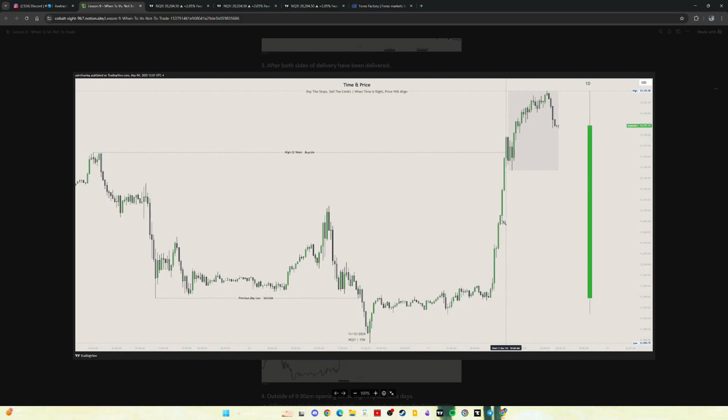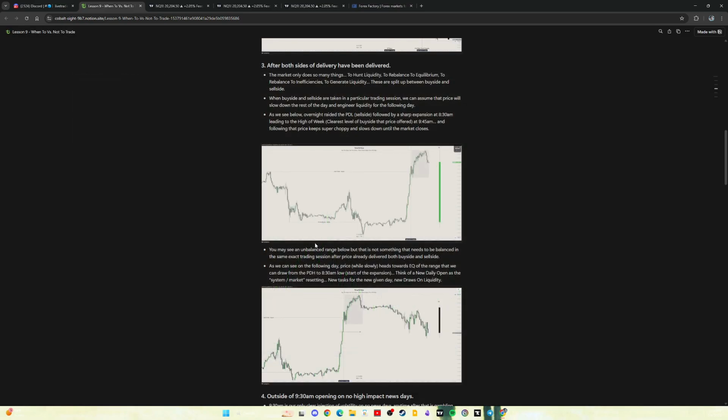So here, what we did here, we already delivered buy side. This is all buy side being delivered. And we already delivered buy side, we already delivered sell side. So there's no real reason to deliver sell side once more within the same trading session after it has already been delivered back to back.